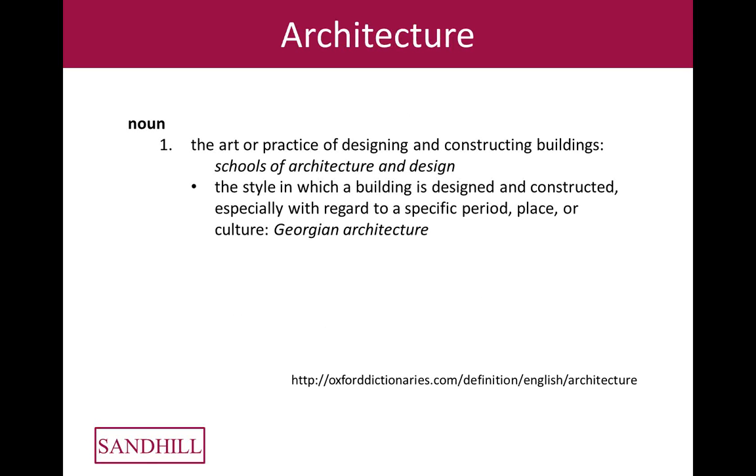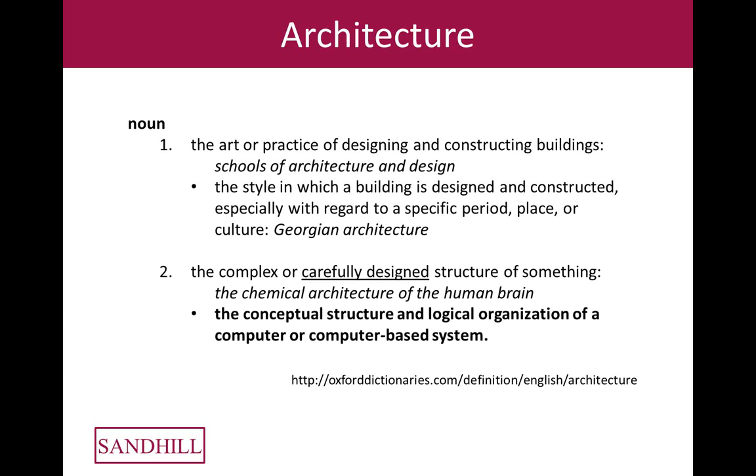First thing we should do, obviously, is define what architecture is. Typically, from a building or ship perspective, it is the art or practice of designing and constructing buildings, or frankly, ships. The secondary definition in the Oxford Dictionary, which I found quite compelling, describes architecture more or less from an information perspective. The key words there are complex and carefully designed. It's obviously questionable sometimes whether we build information systems carefully and actually get around to designing them. The important part here, though, is the conceptual structure and logical organization of a computer or computer-based systems. So that's basically what we're looking at if we're talking about architecture within our context of information and systems.